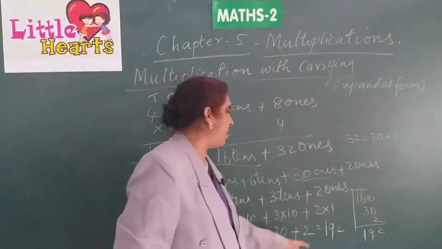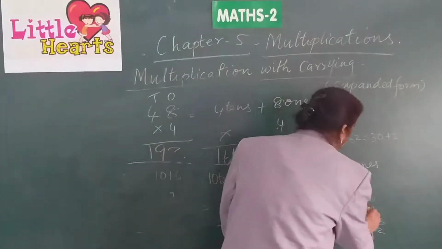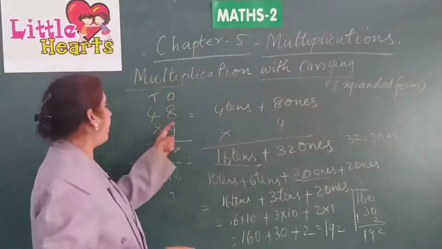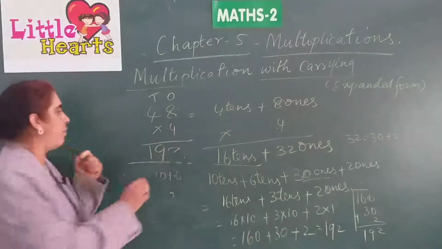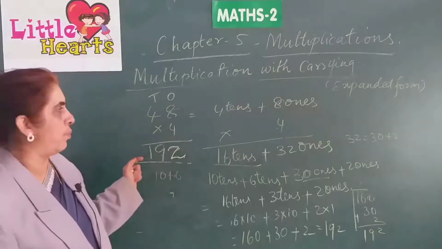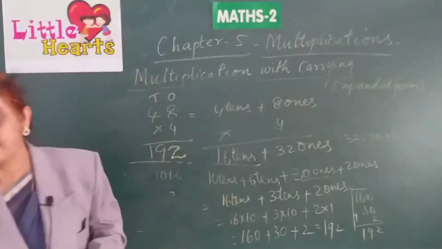Now add these three: 160 plus 30 plus 2. That is 192. So the product of 48 and 4 in expanded form is 192. So you just need to expand and write.